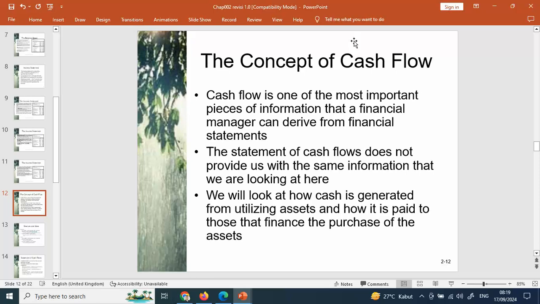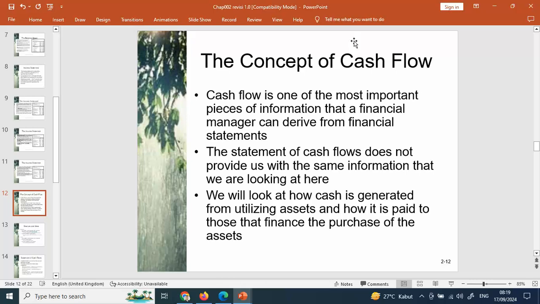This is a derived financial statement. We create cash flow from the balance sheet and income statement. The balance sheet and income statement are based on reports, on invoices, and so on. We create the balance sheet and income statement. The cash flow statement is not made from reports. We derive the cash flow statement from the balance sheet and income statement.